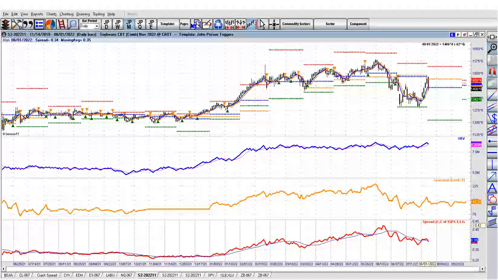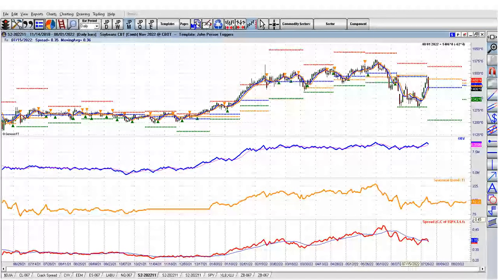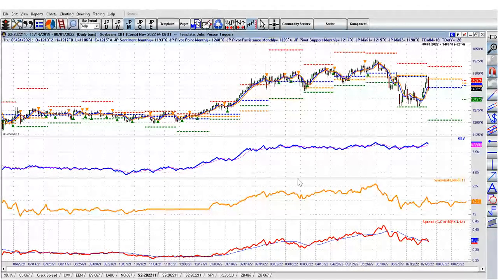And by the way, this is a spread, kind of like a spread ratio chart, kind of like the PMC. It's a relative strength chart of the S&Ps. It's not an indicator you would use with soybeans, for example.